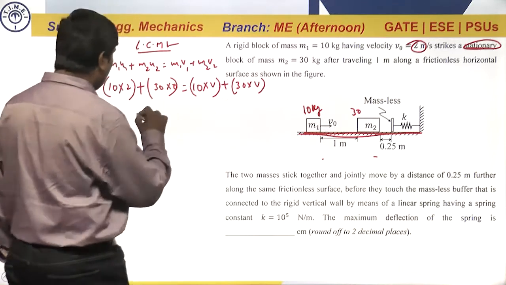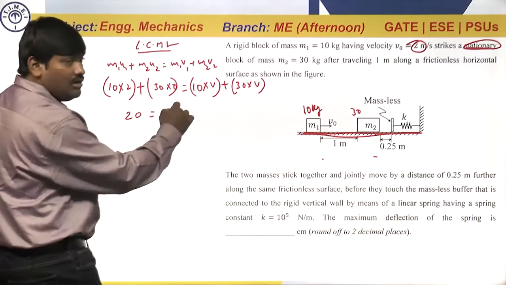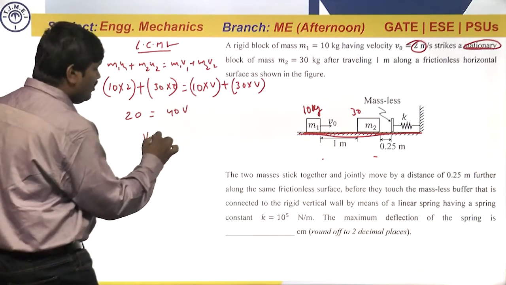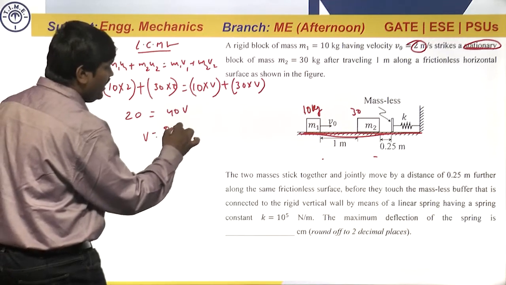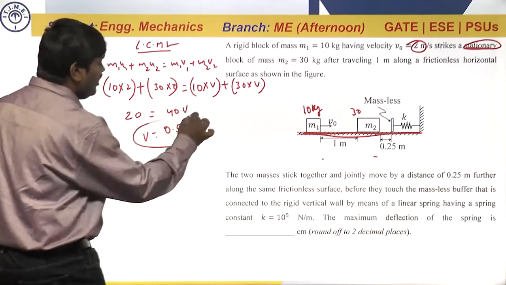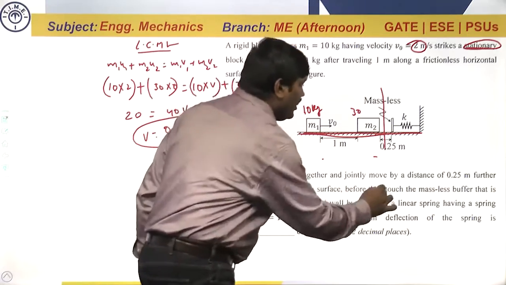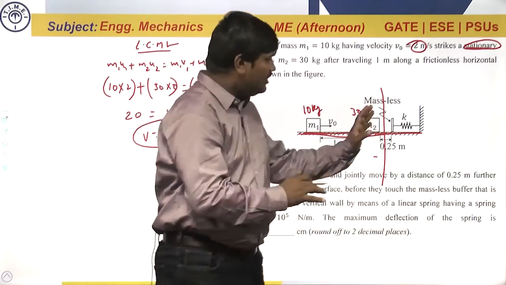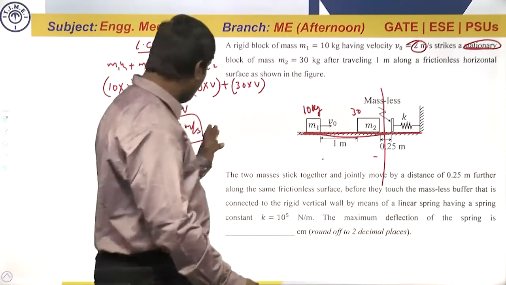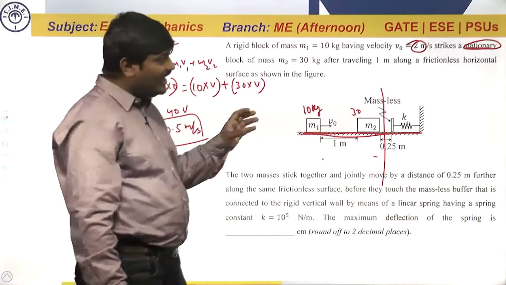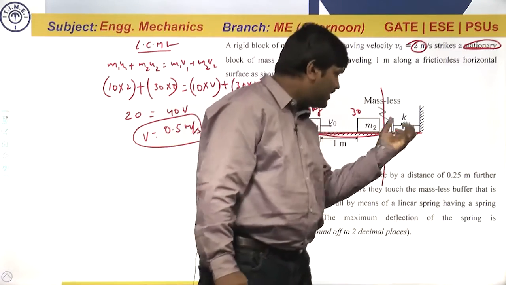Clear? So total how much are you getting? 20 is equal to 40v. So v is equal to 20 by 40, which is 0.5 meter per second. This is the velocity of both the blocks after collision. After collision, the velocity of both the blocks is 0.5 meter per second. With this velocity, they come and compress the spring.